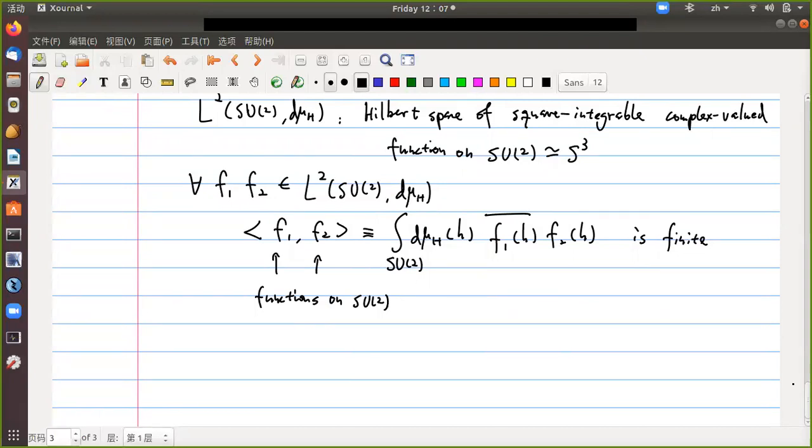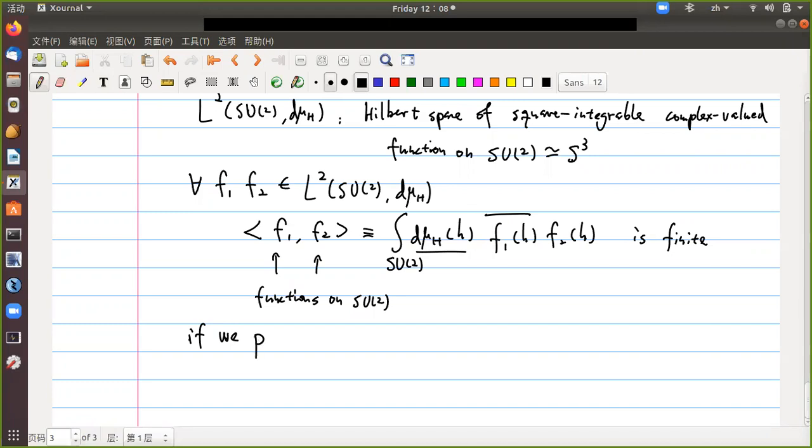Okay, so how should we write this integral more explicitly? I'm going to define for you the Haar measure, the Haar integration. Let me do a parameterization. Let's parameterize SU2 using Euler angles. This is some very basic material about SU2.